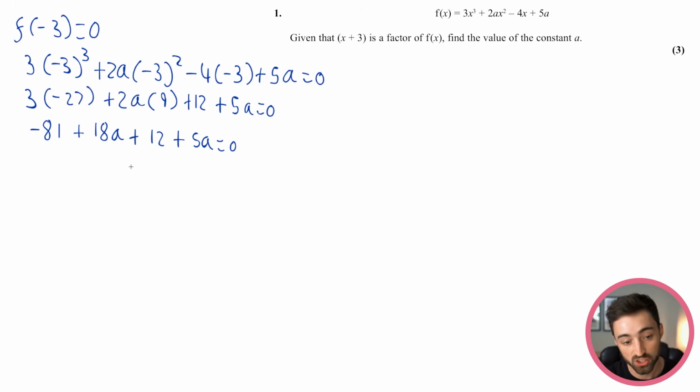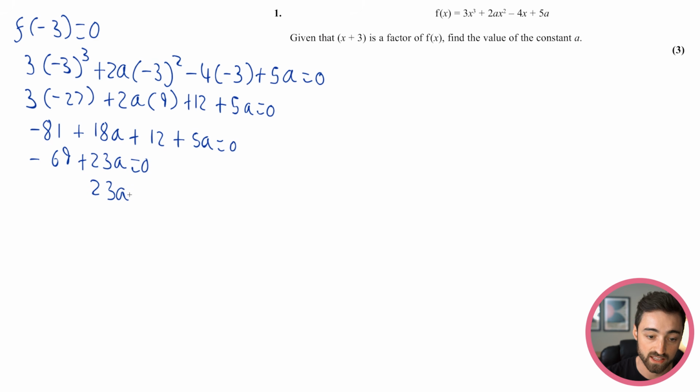Minus 81 plus 12 is going to be minus 69. Plus 18a plus 5a is going to be plus 23a. That's all going to equal 0, so we're going to get 23a equals 69, which implies that a equals 69 over 23, which equals 3. Sweet. Few marks to get things going.